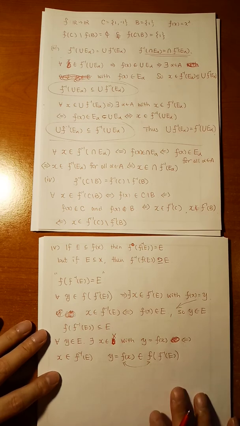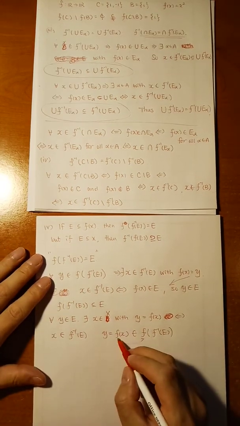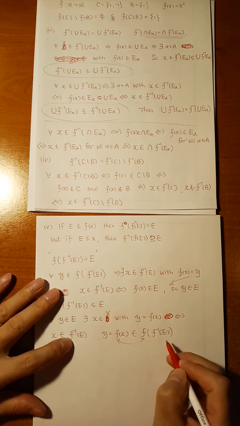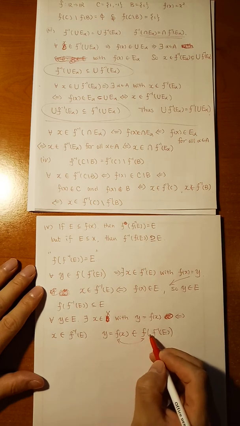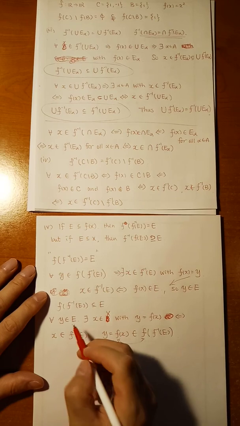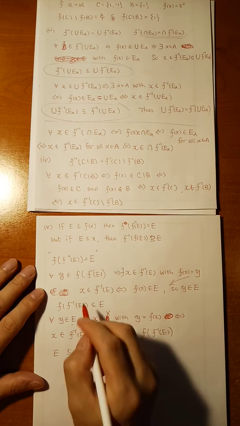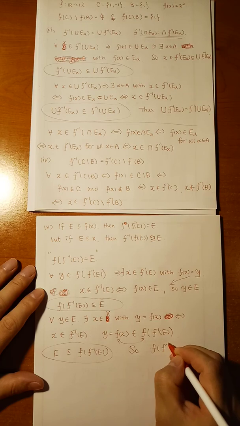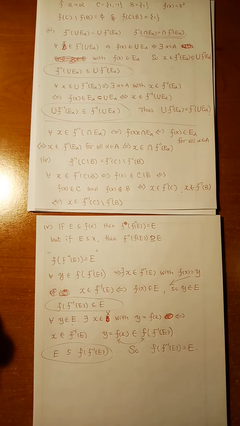Okay, so this is like a tongue twister. It's not difficult, but just a little bit twisting. So here, this x belongs to f inverse of E. So that's why you have the belonging condition. So you get y is an element in f of f inverse of E. So every E is a subset of f of f inverse of E. So you get two directions, and f of f inverse of E is equal to E. All right?